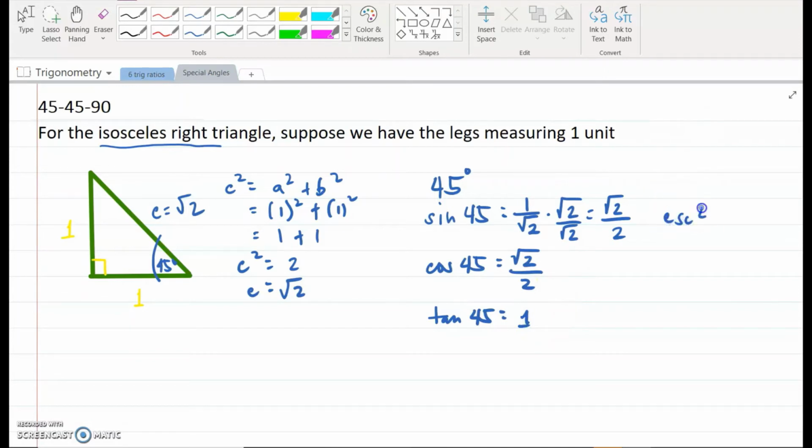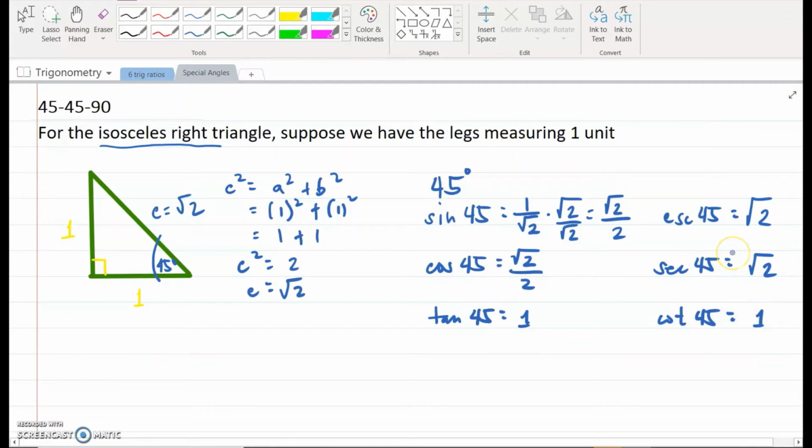Next, let's have cosecant 45. If sine 45 is 1 over square root of 2, cosecant 45 is square root of 2. Secant 45 is also the same, square root of 2. And cotangent 45 is also 1. So that's it. So those are the 6 trigonometric ratios for 45 degrees. So again, if you're going to press tangent 45 in your scientific calculator, the value of that angle is 1.